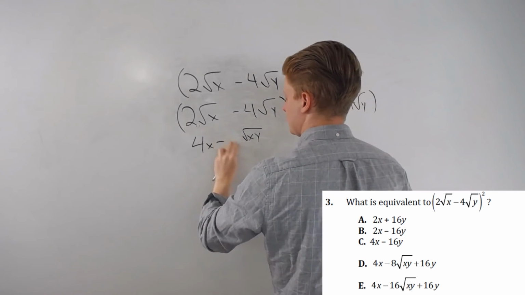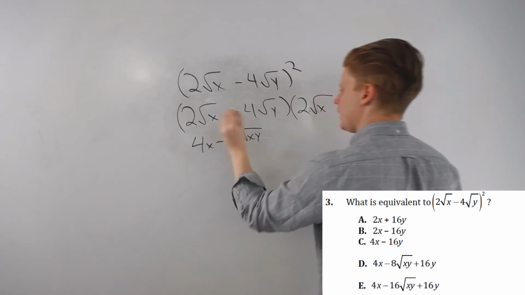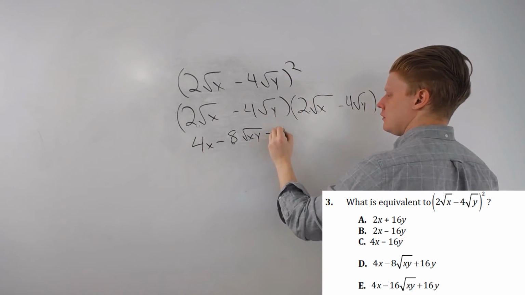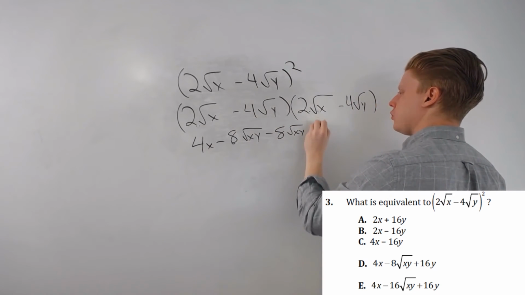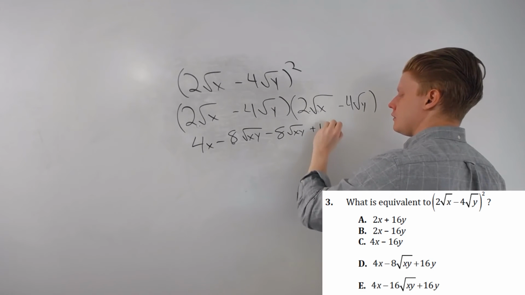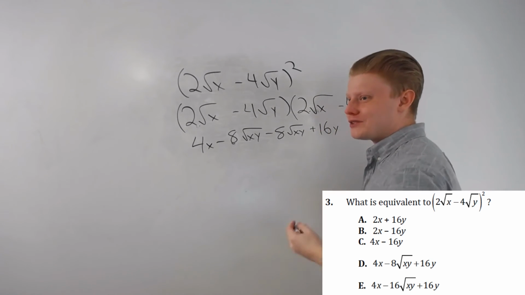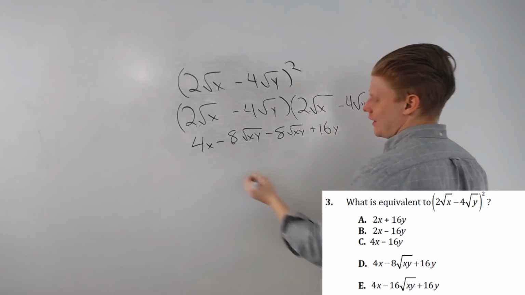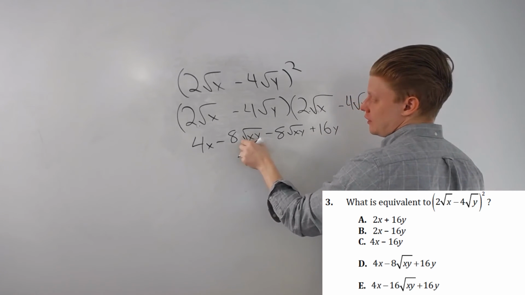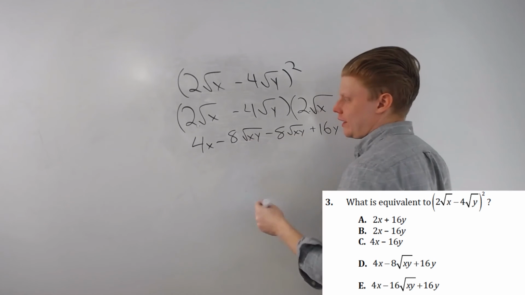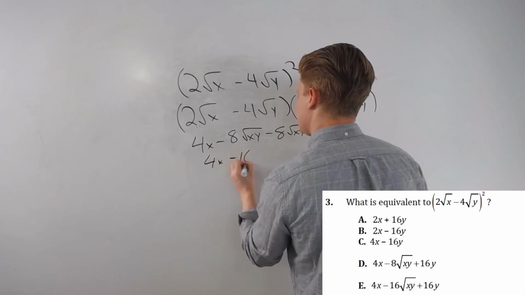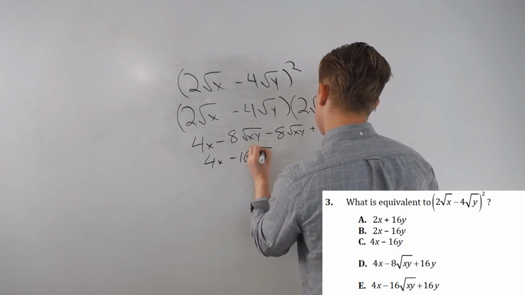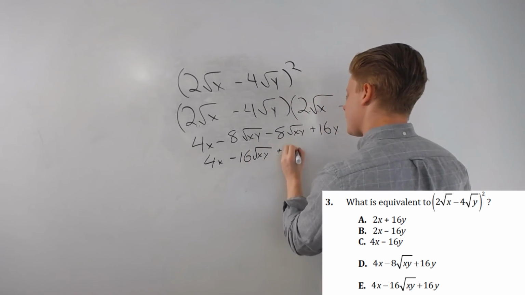Outside, minus 8 square root of xy, and I can put that under the same radical. I can combine those roots. Inside will be the same thing. And finally, we're going to have plus 16 square root of y squared, or 16y. And I can combine these middle terms because they have the same variables, x and y, to the same power of 1/2 or square root. So I'll end up with 4x minus 16 square root of xy plus 16y.